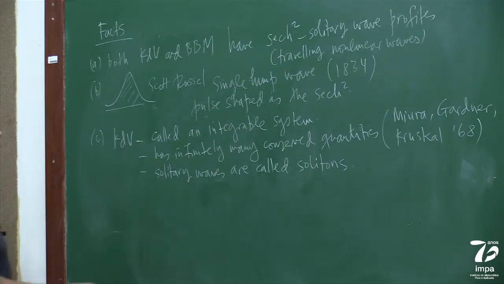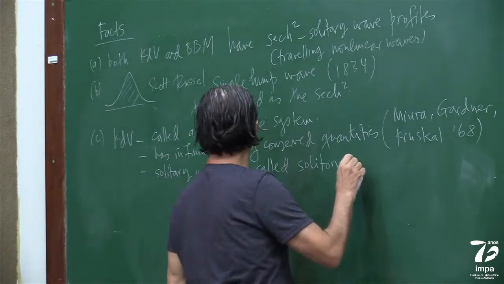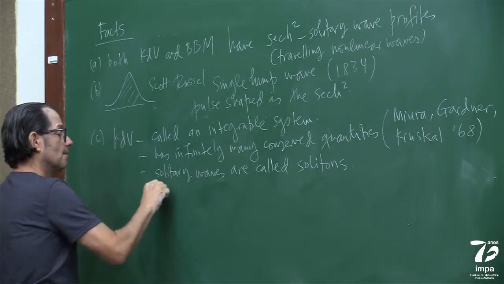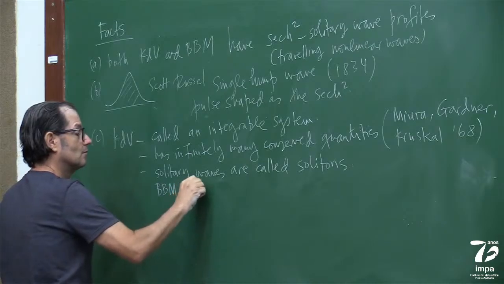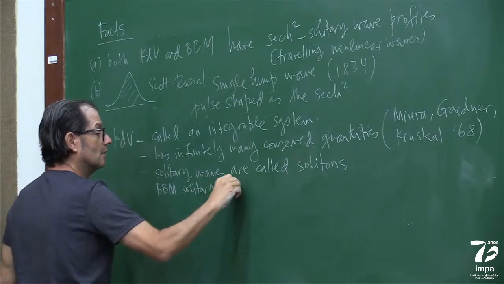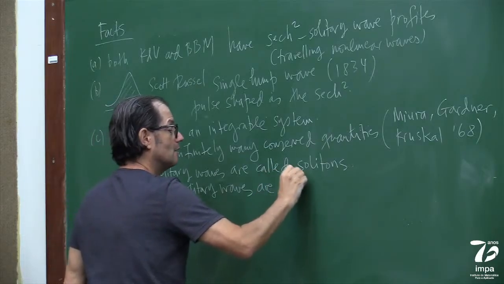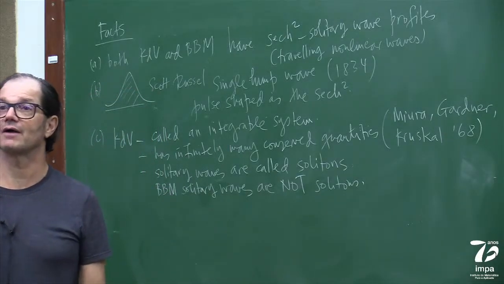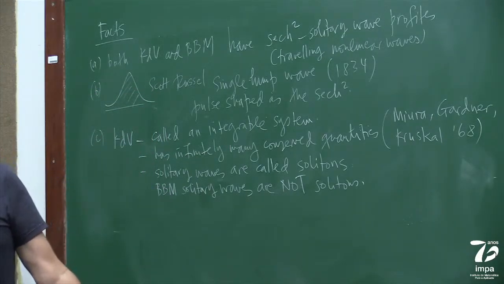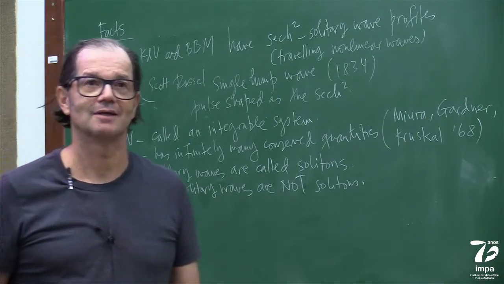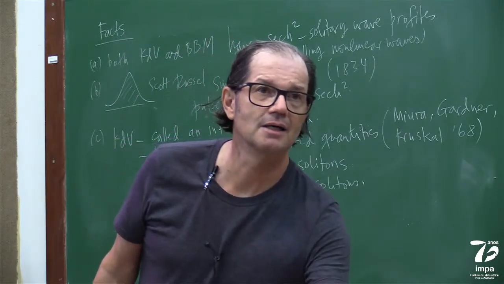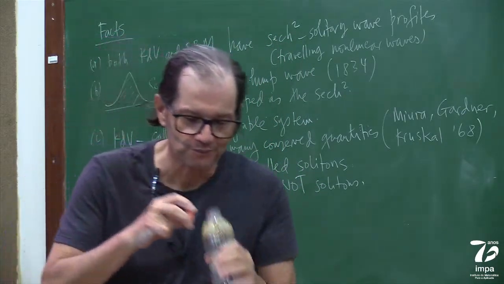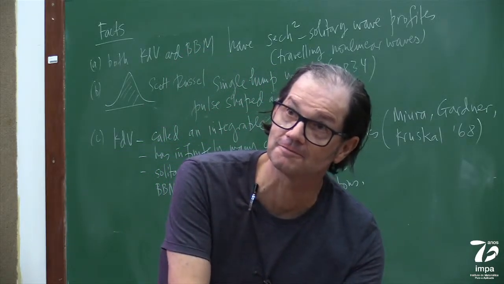Okay? So let me write here. Solitary waves for the KdV are solitons. BBM solitary waves are not solitons. Do you know why? I would suspect that not, but maybe you know why. Do you know why? Yes. So it was responded here, and the answer is right.